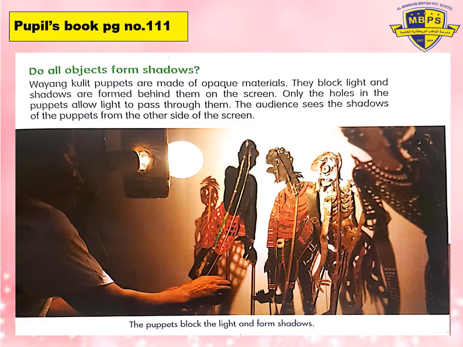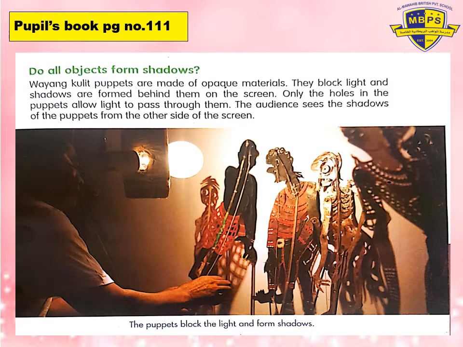So, students, open your pupil's book, page number 111, write the date. What do you think? Do all objects form shadows? Not really. Here you can see puppets. Wayang puppets are made of opaque materials. They block light and shadows are formed behind them on the screen. Only the holes in the puppet allow the light to pass through them. The audience, meaning the people, see the shadows of the puppet from the other side of the screen. As you can see over there, the puppet blocks the light and forms what?